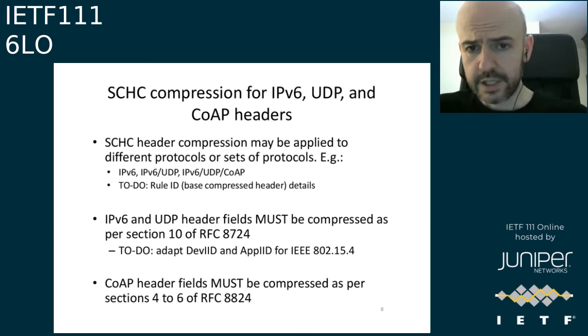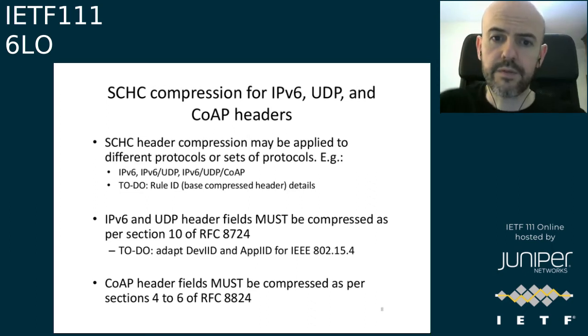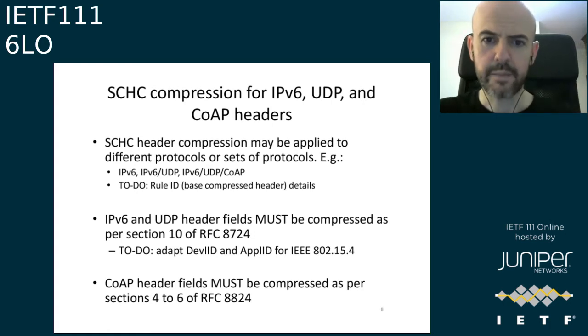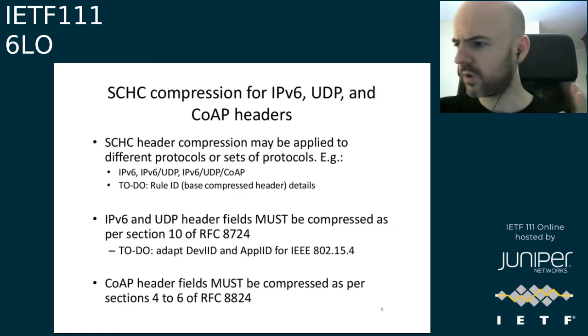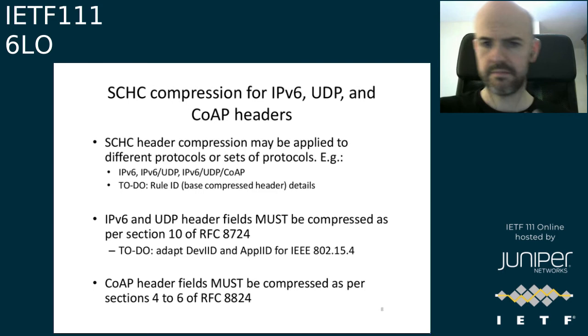Then we have a section which is dedicated to explain and specify how SHIC compression will be done for IPv6, UDP, and CoAP headers in this case. And first of all, we need to take into account that SHIC header compression may be applied to different protocols or sets of protocols. That means that perhaps we might apply SHIC compression to only IPv6, or perhaps to IPv6/UDP, or perhaps to IPv6/UDP/CoAP jointly. So for subsequent versions of the document, we may need to look at how we should support the different options here.